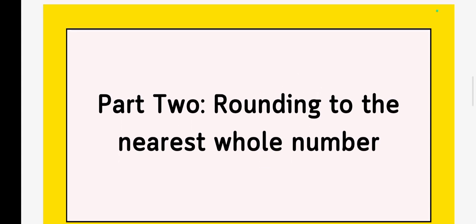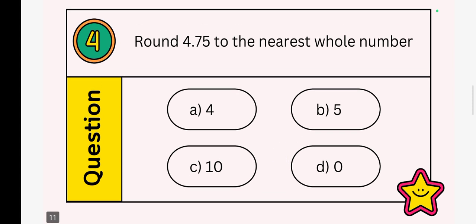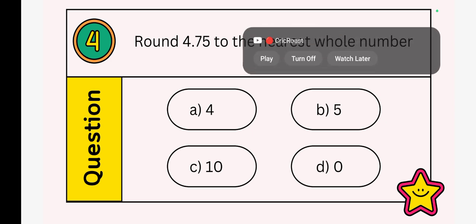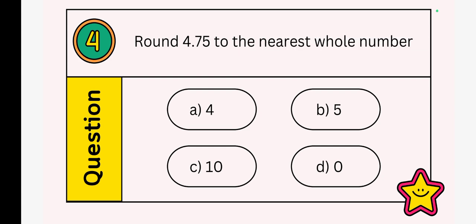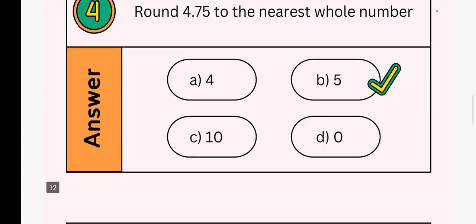Now we are moving on to the second part, that is rounding off to the nearest whole number. Now since we know that whole numbers are 0, 1, 2, 3, we are taking this decimal to the nearest whole number. So 4.75 to the nearest whole number. 4.75 is in between 4 and 5, but it is near to 5 and it is farther from 4. So our right answer will be 5.